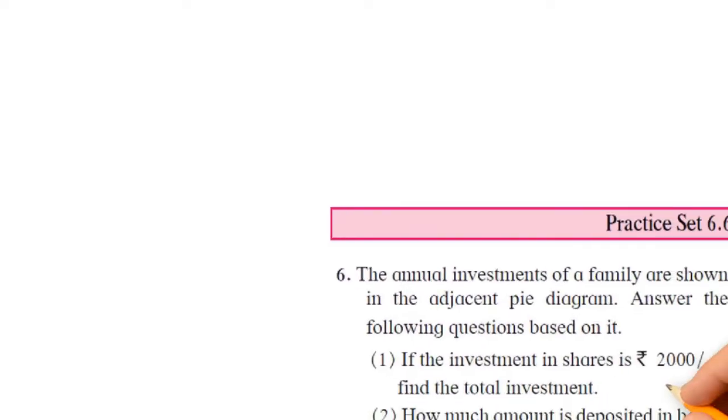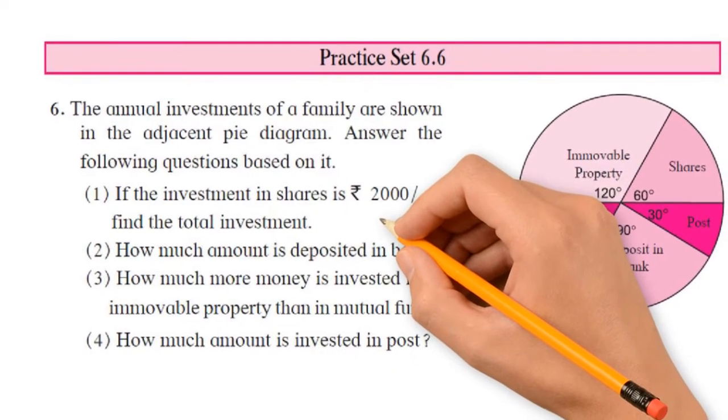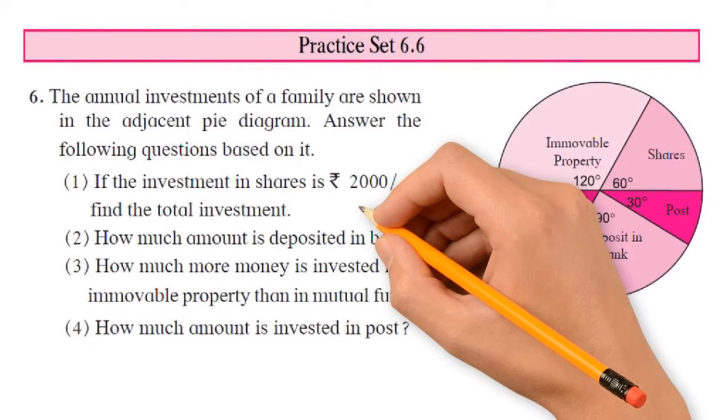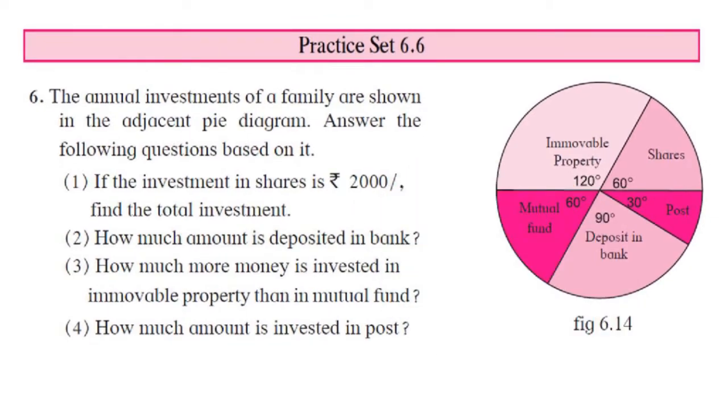Question number 6. The annual investment of a family is shown in the adjacent pie diagram. Answer the following questions based on it. We have to read the given pie diagram, which is about the investment of a family. The family invested in shares, post, deposited an amount in a bank, mutual fund and immovable property. You have four sub-questions.